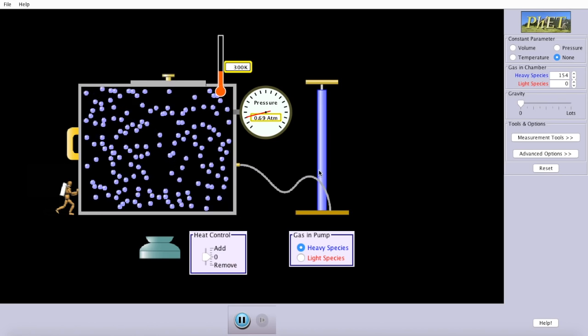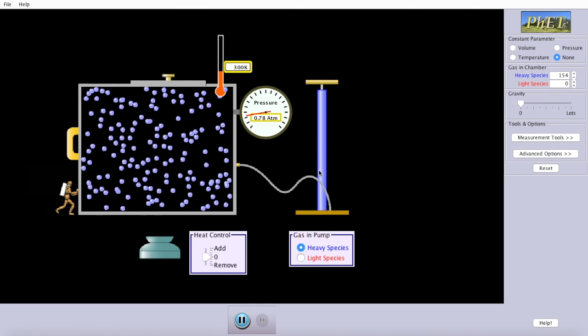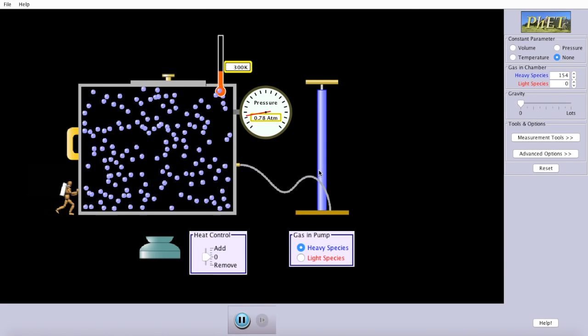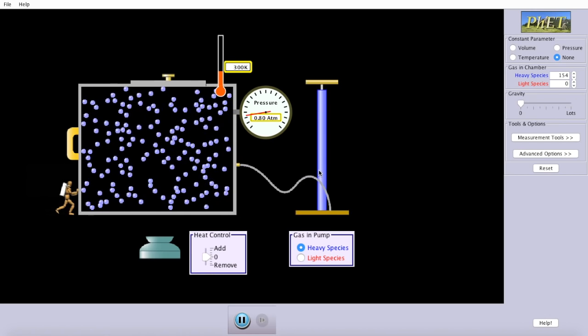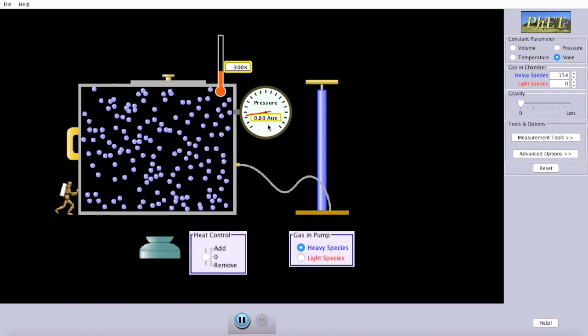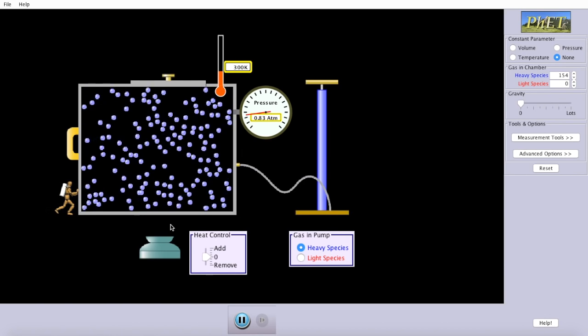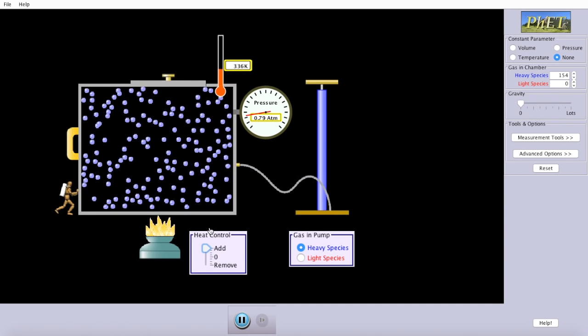And each time you pump that thing, you don't always get the same amount of air. This is pretty close to the one I had before. But at this point, we're about to equilibrium, right about 0.8 atmospheres, 300 Kelvin. If we change the temperature, let's add some heat and see what happens to the pressure.